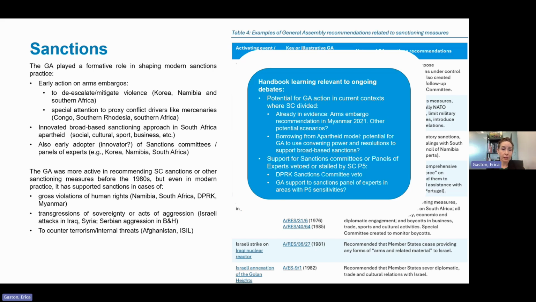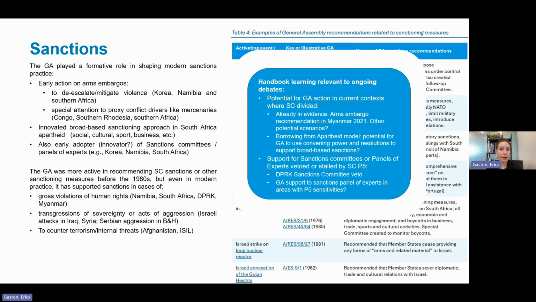So this is one of the areas where I think a lot of people see deadlock within the Security Council limiting responses in certain areas. So the fact that the GA can engage and can encourage sanctioning measures, if not by the Security Council, then by other member states or societal actors, could be a really relevant model in a lot of places where there is Security Council deadlock.